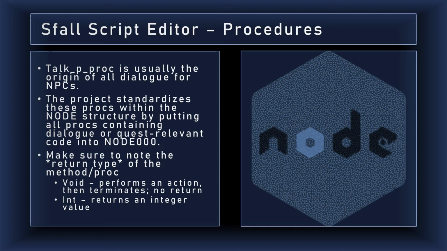Also make sure to note the return type of the method or proc. Return type basically says at the end of this method, I'm going to hand you back something, unless, of course, it's a void. Most methods that we see in Fallout 2 are voids. They perform an action, they terminate, and there is no returned object or value. An int, for example, would return an integer value. A float would return a decimal value. A string would return characters of text, that sort of thing.